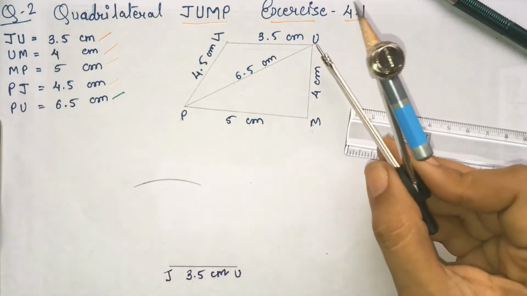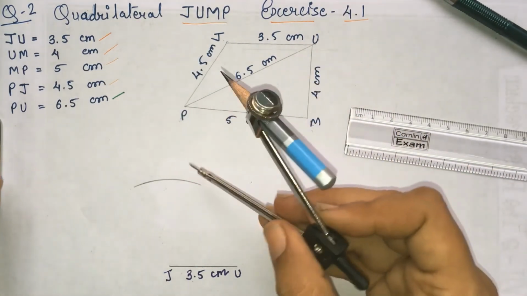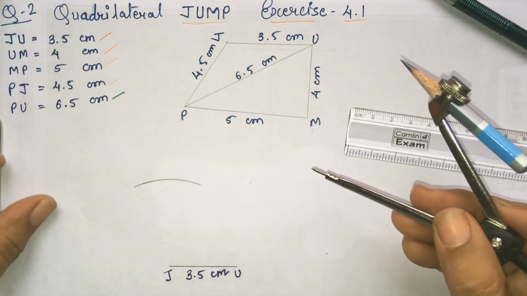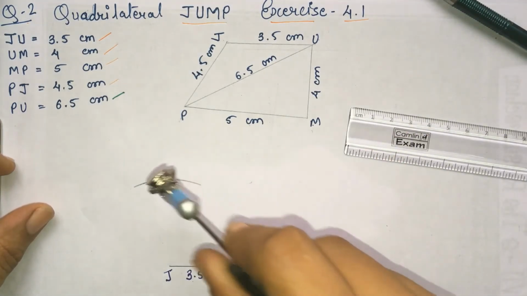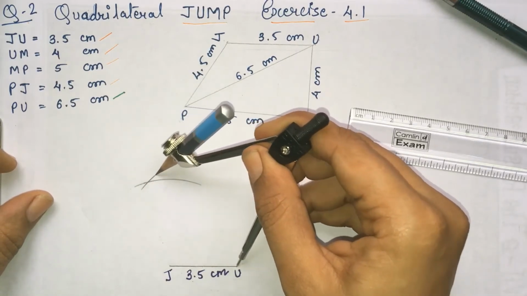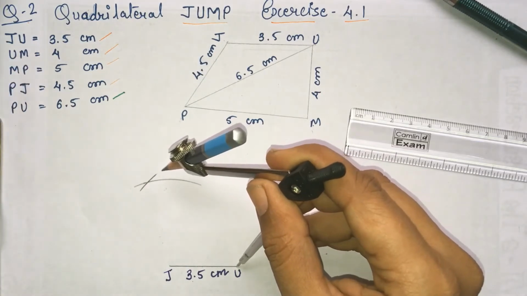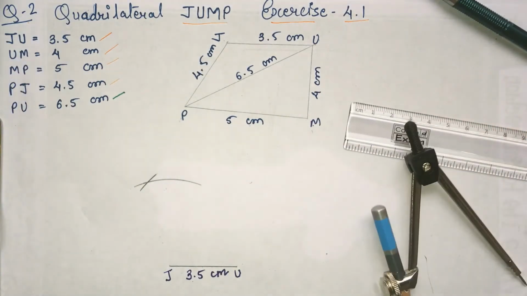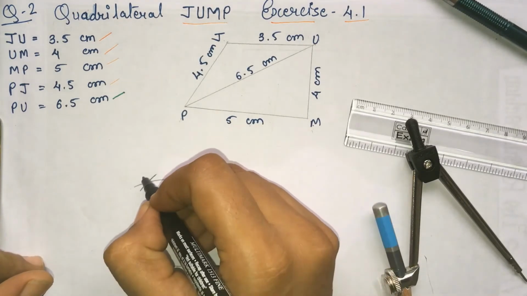Now we have to draw PU or UP. Because point P is not known to us, we'll take U as the center and we'll draw an arc which will cut the previous arc at some point. And this point of intersection we will name it as P.